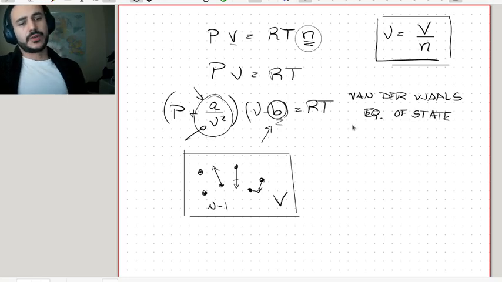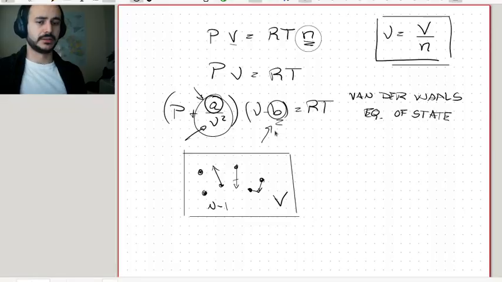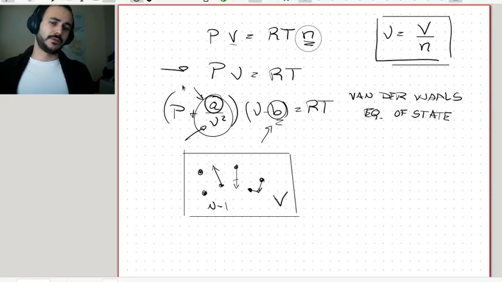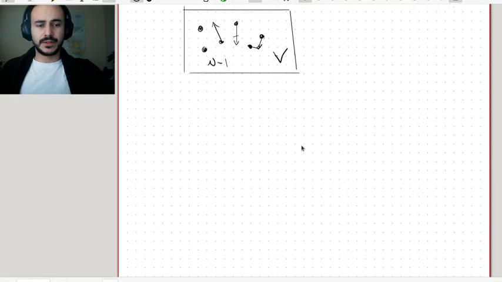Now, for every single gas, you have to find the constants a and b which work better. So the van der Waals equation of state is not universal, unlike the ideal gas equation of state, which is the nicest feature that it has.